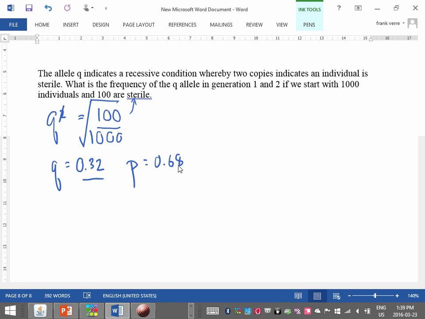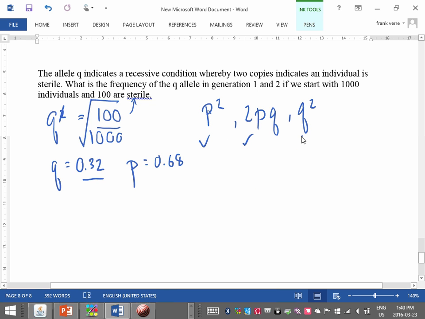Should go down. Why will Q go down? You can't pass on the alleles, right? Okay. So, who can have kids? In this scenario, who can have kids? If you're Q squared, so remember there are 3 genotypes: P squared, 2PQ, and Q squared. Okay. So those can have babies, but the Q squared individuals cannot.